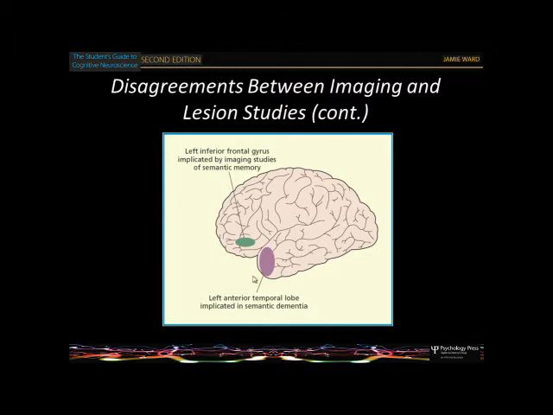Okay? But what's found is that if you ask a different question, if you ask the question, where in the brain does brain damage affect your ability to understand words, you don't get that region coming out. You get this region coming out in the temporal lobes. Okay? They're nearby, but they're not the same region. They're different regions. So here you're asking different questions.